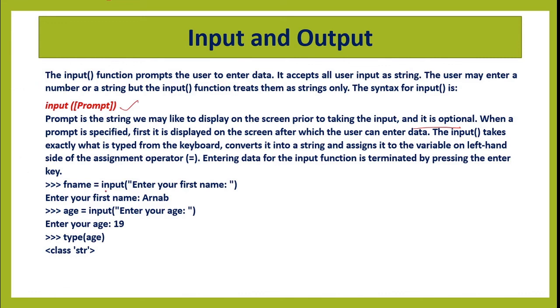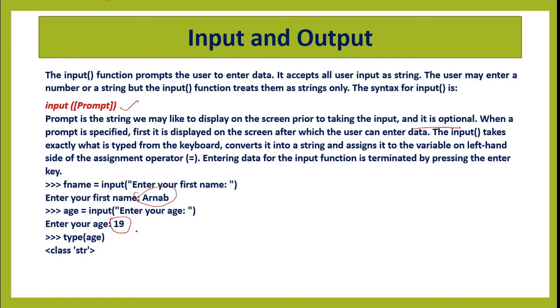fname = input("Enter your first name"). Then it asks for the first name: Enter your first name. The input Arnab is typed by the user. The next one, age = input("Enter your age"). Then it asks for the age from the user. The user typed 19 here.